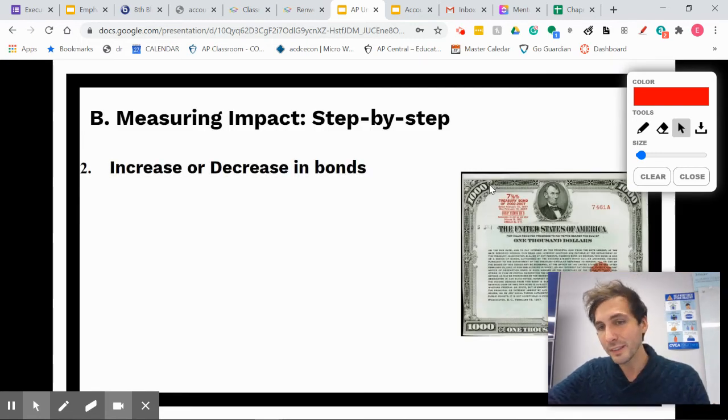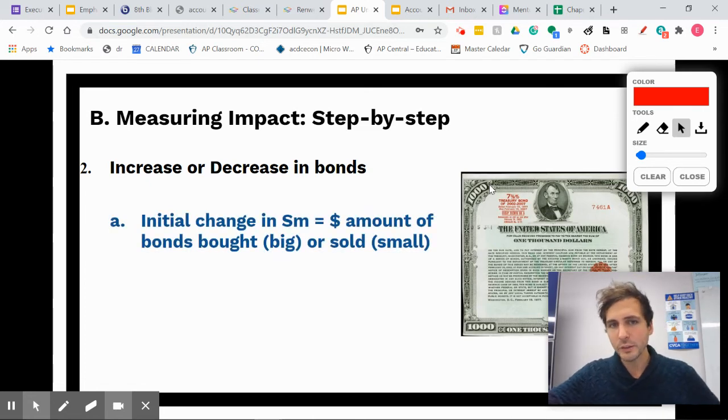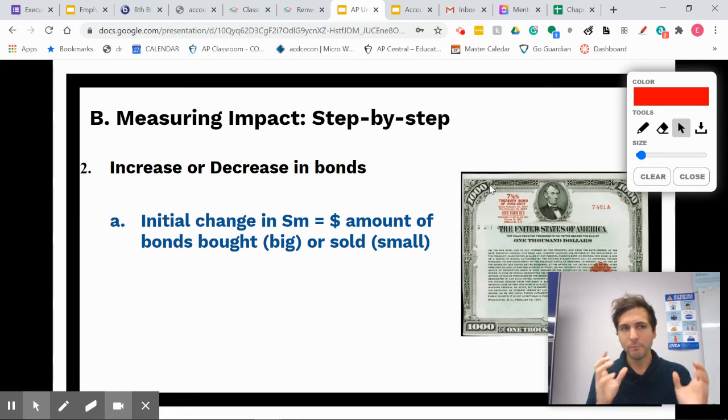What about increasing and decreasing bonds? Well, first, the initial change in supply of money is immediate. It's different than the change of a deposit, where it's just a composition of M1. When the Federal Reserve buys bonds from banks, they immediately inject new excess reserves that didn't exist before, right? They used to be in the Fed, now they're in the banking system. In the Fed, it's a black hole. It's not a part of the system. Anything in the Fed is not in the system.